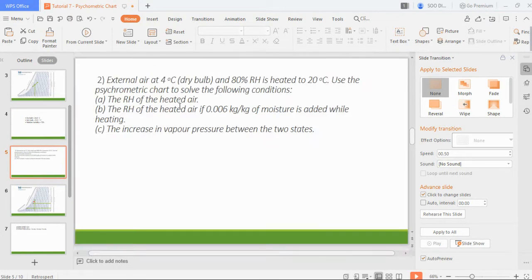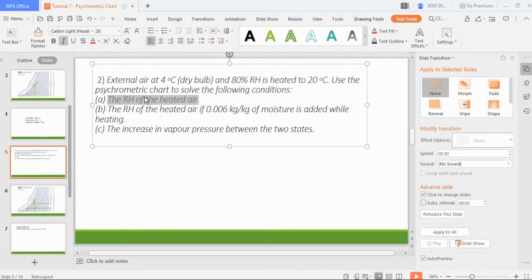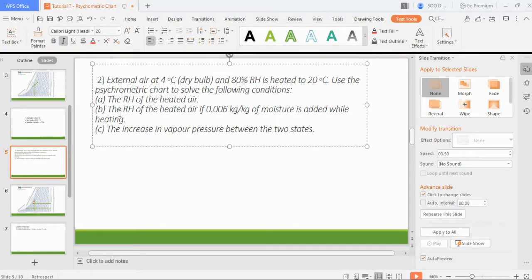Okay, so for your question 2, you're given an external air at 4 degrees Celsius dry bulb and 80% RH, relative humidity. Then you're heating up this air to 20 degrees. So you have to find what is the RH of the heated air.